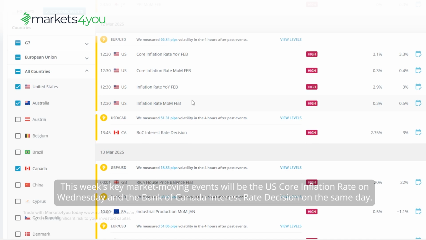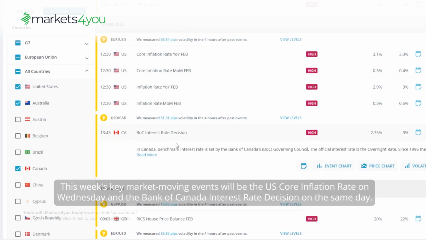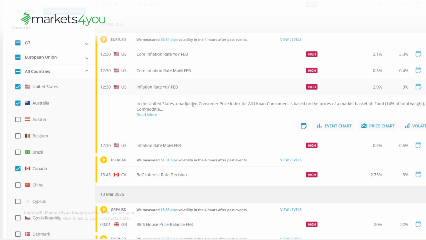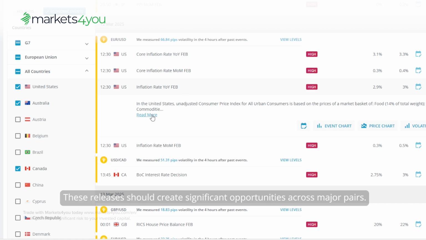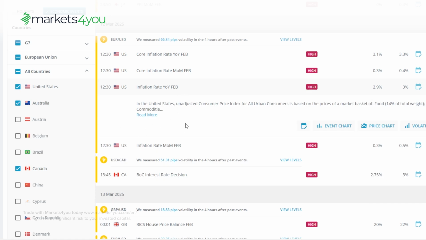This week's key market-moving events will be the US core inflation rate on Wednesday and the Bank of Canada interest rate decision on the same day. These releases should create significant opportunities across major pairs.